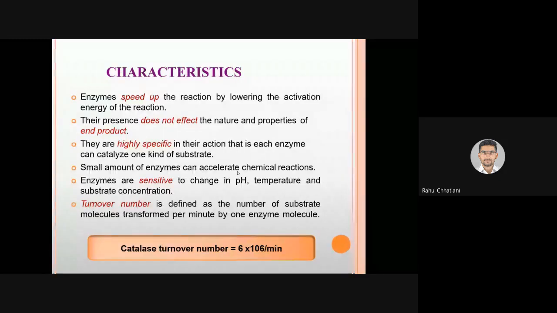Second, their presence does not affect the nature and properties of the end product. Yes, the substrate will change, the substrate binds to the enzyme, so the substrate's properties will change, but it will never change the product.